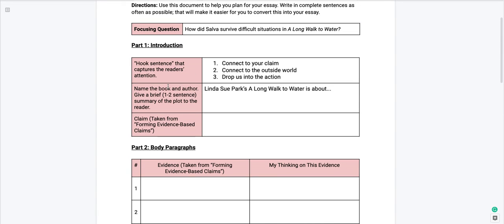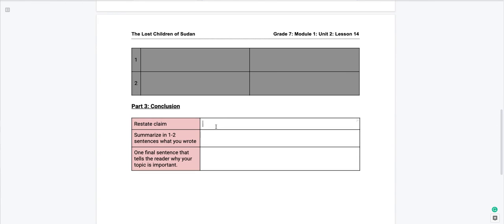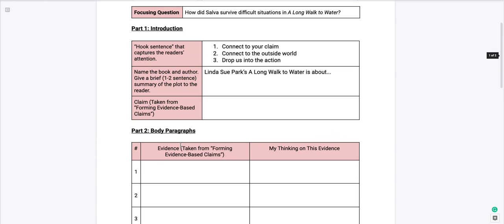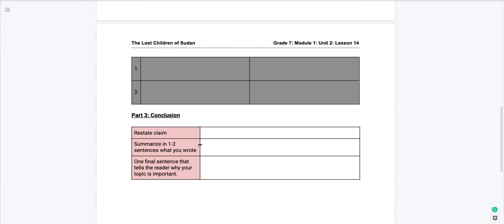And then in this section, the middle part, summarize in 1 or 2 sentences what you wrote. Instead of reviewing the book's plot, you're reviewing what you wrote about in the paper. So you've got your claim up here, and then you're going to tell me what evidence you used to support your claim. Evidence 1, 2, and 3 right there. So in a sentence or two, recap quickly what your evidence was for your claim in this box.